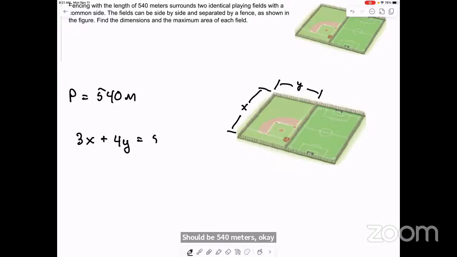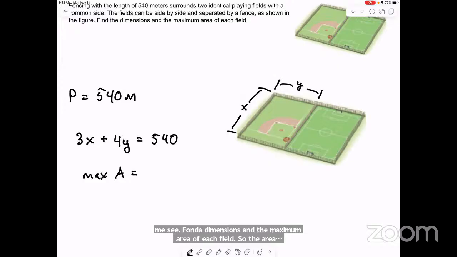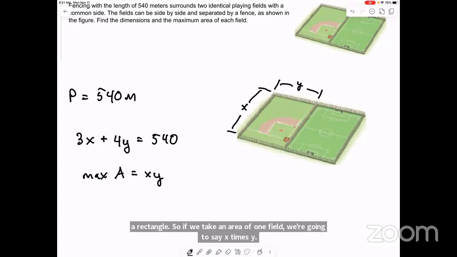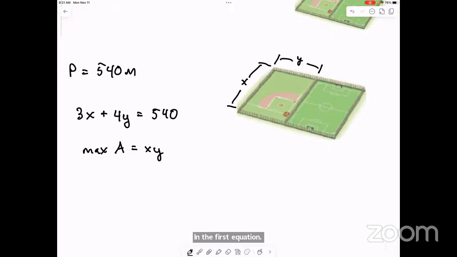Now we're asked to maximize the area. Let me see. Find the dimensions and the maximum area of each field. So the area of each field is going to be X times Y. So rectangle. If we're taking the area of one field, we're going to say X times Y. Okay. So let's solve for Y in the first equation. If I solve for Y, I'm going to subtract my 3X. So then we'll have 4Y equals 540 minus 3X. And then divide both sides by 4.